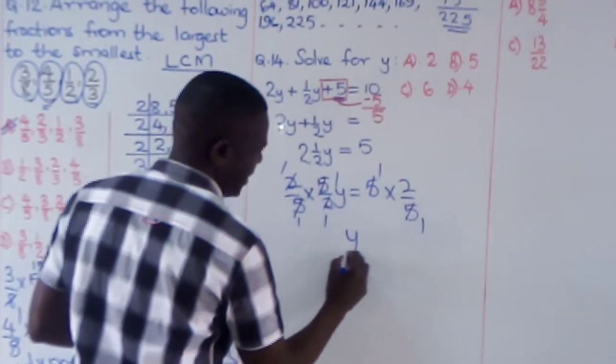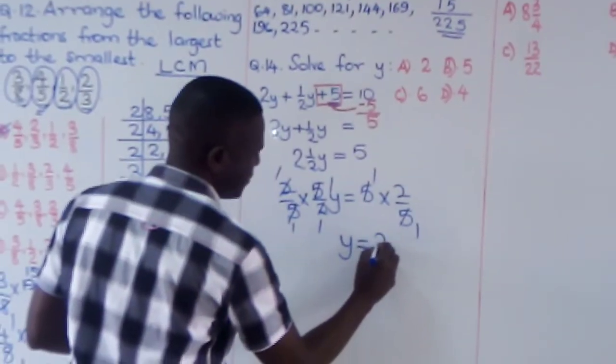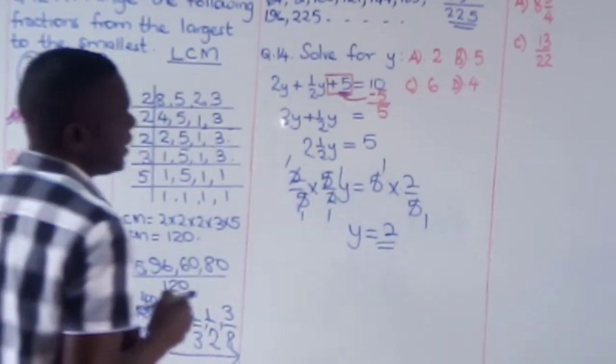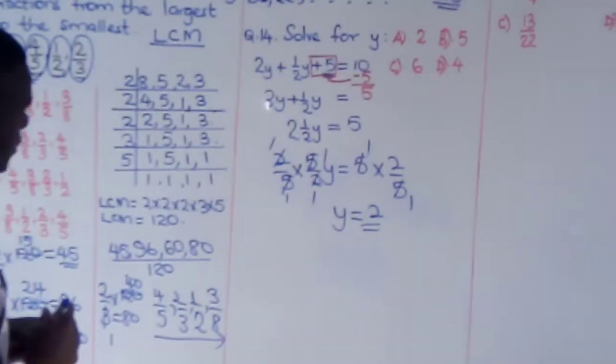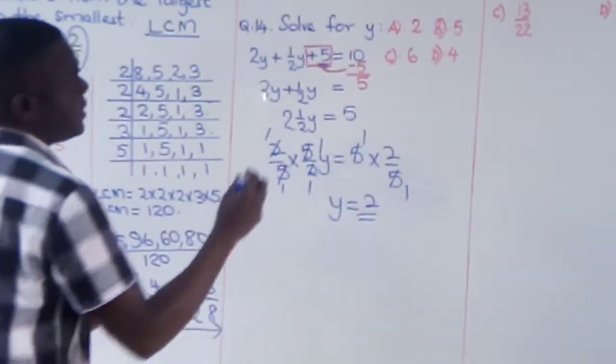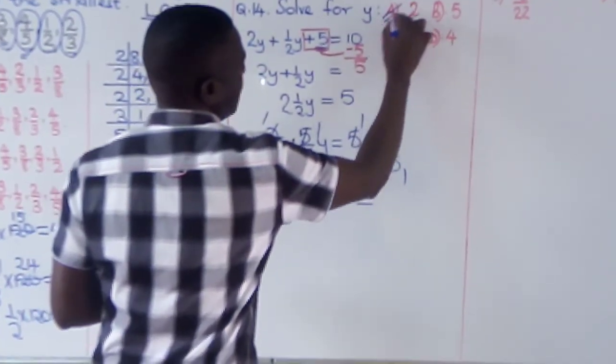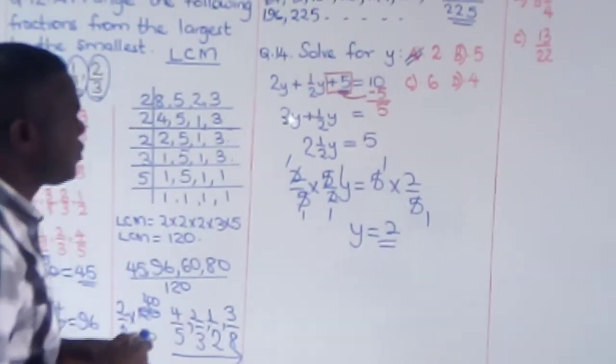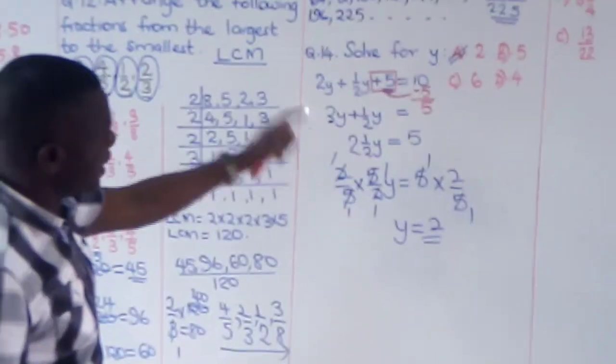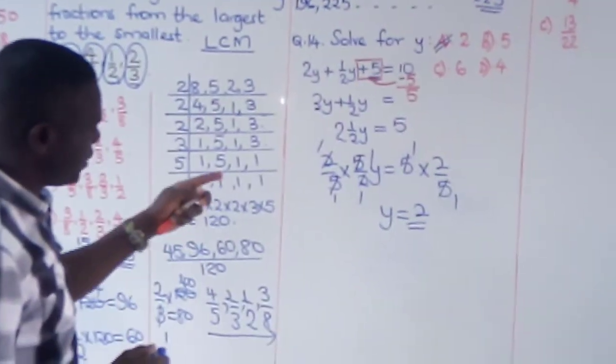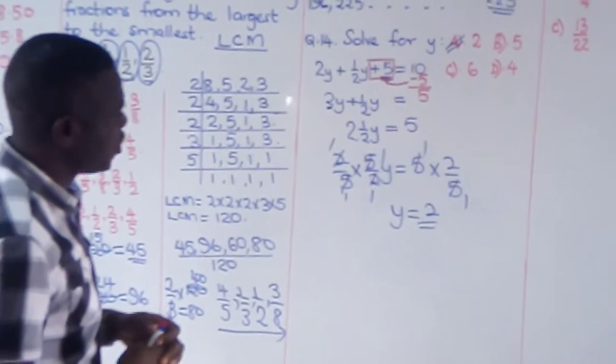So y gives us 2. Boys and girls, I believe 2 is in the choices now. So the answer is A. Sorry for the hitch, but that is the right way to do it. I hope you followed closely.